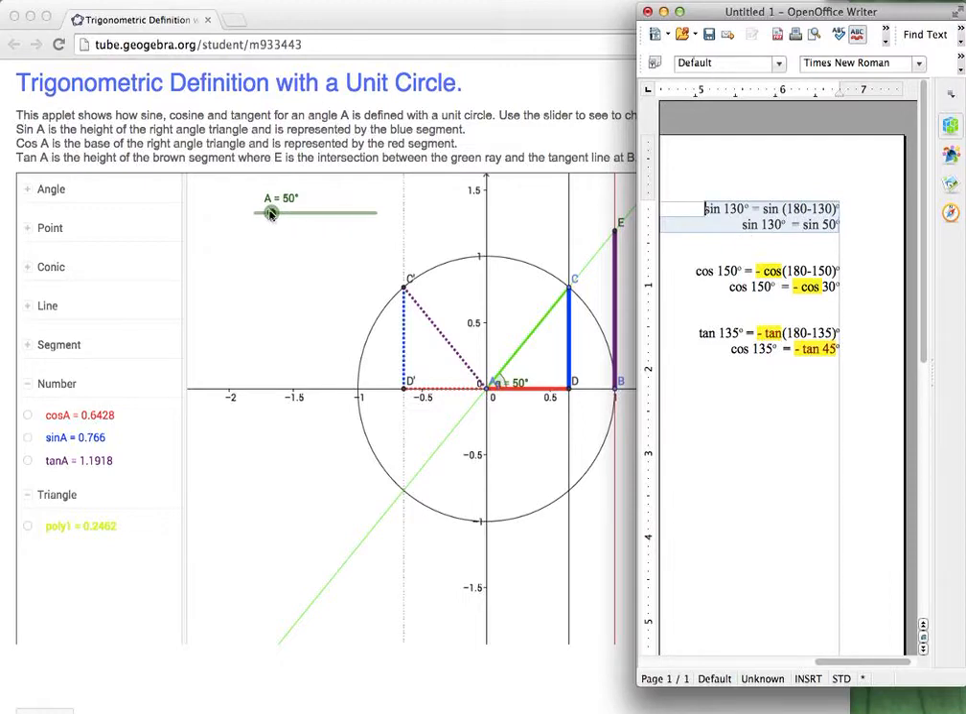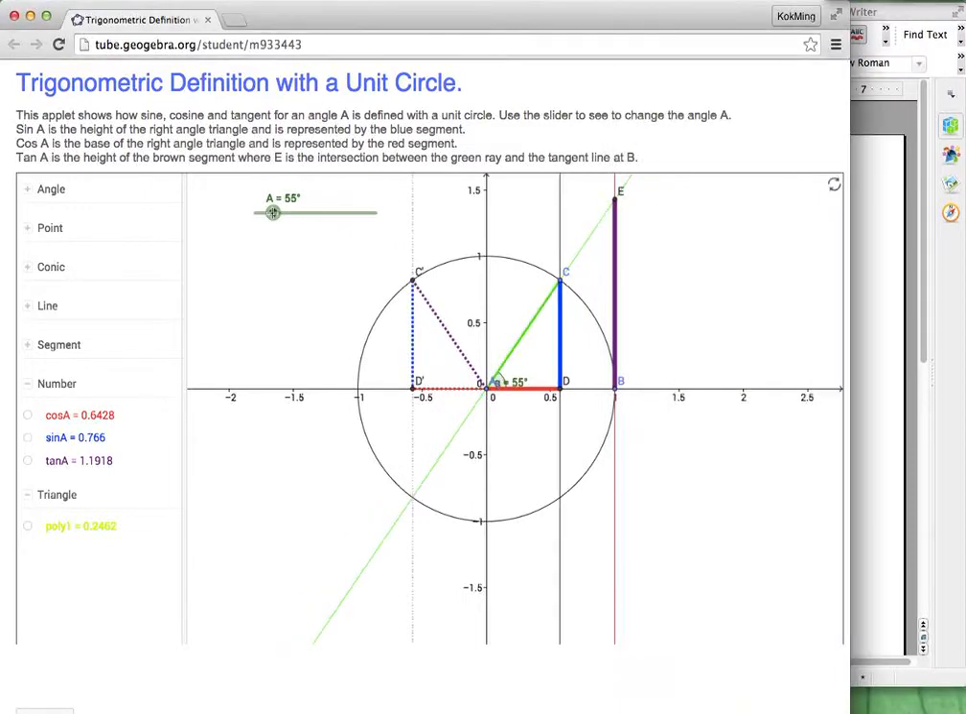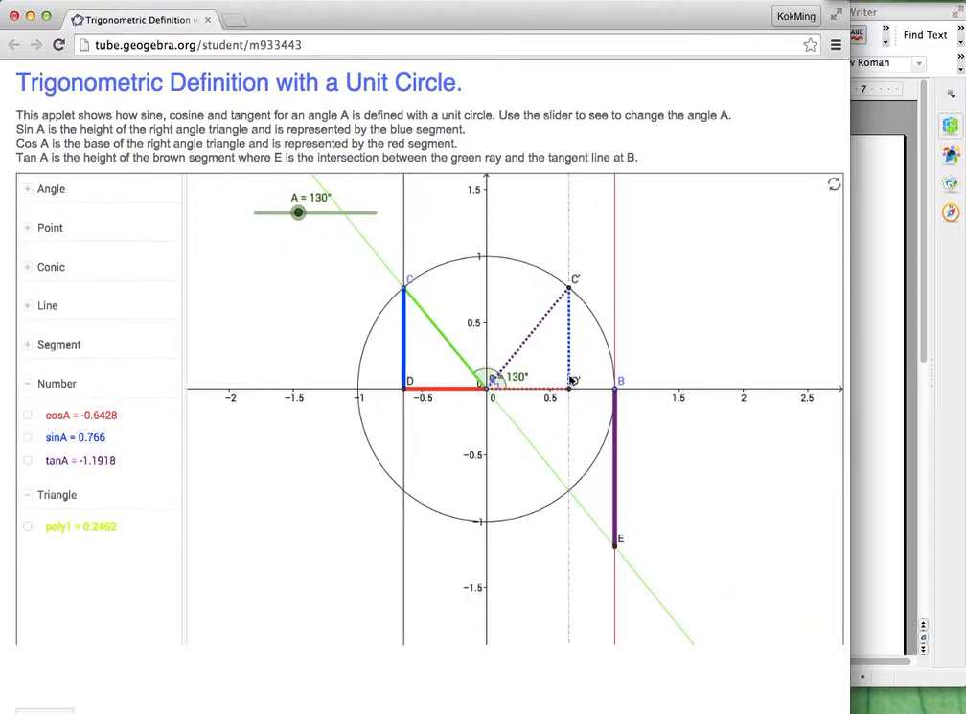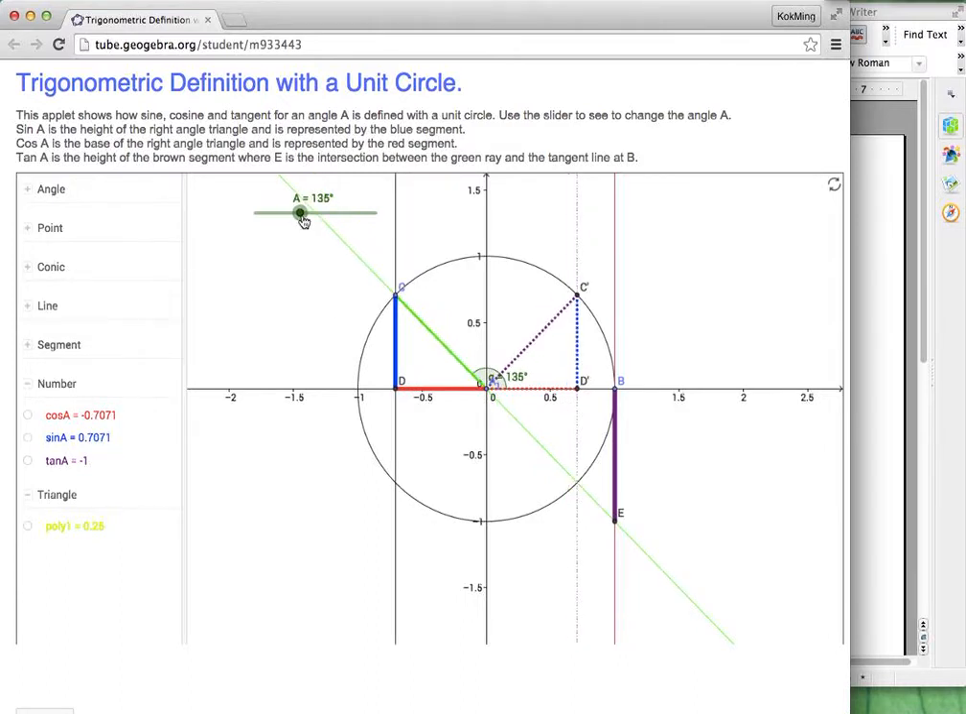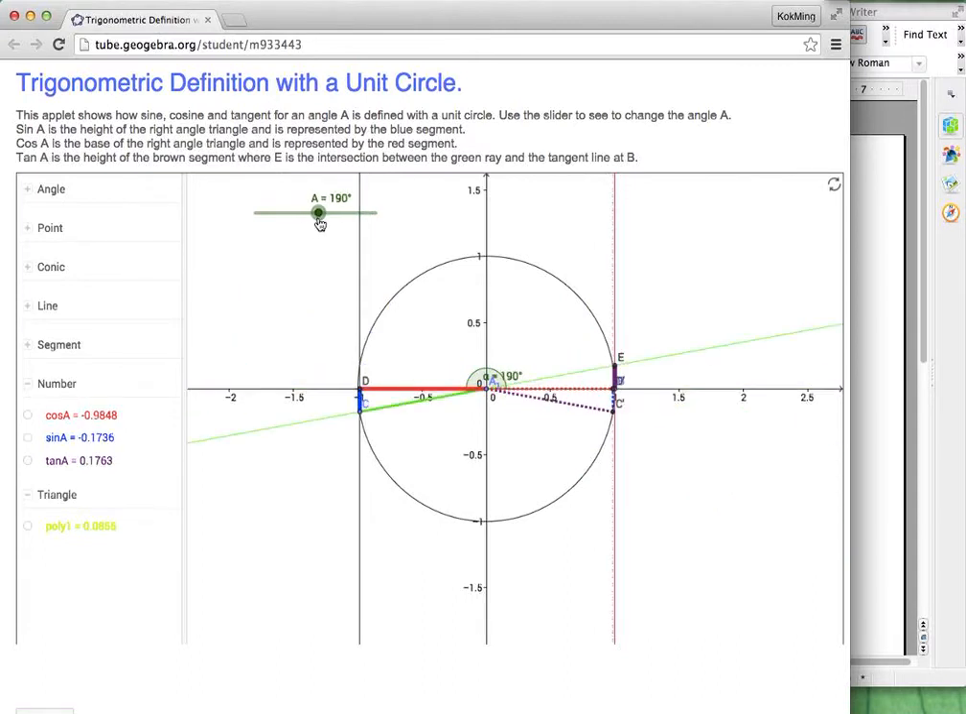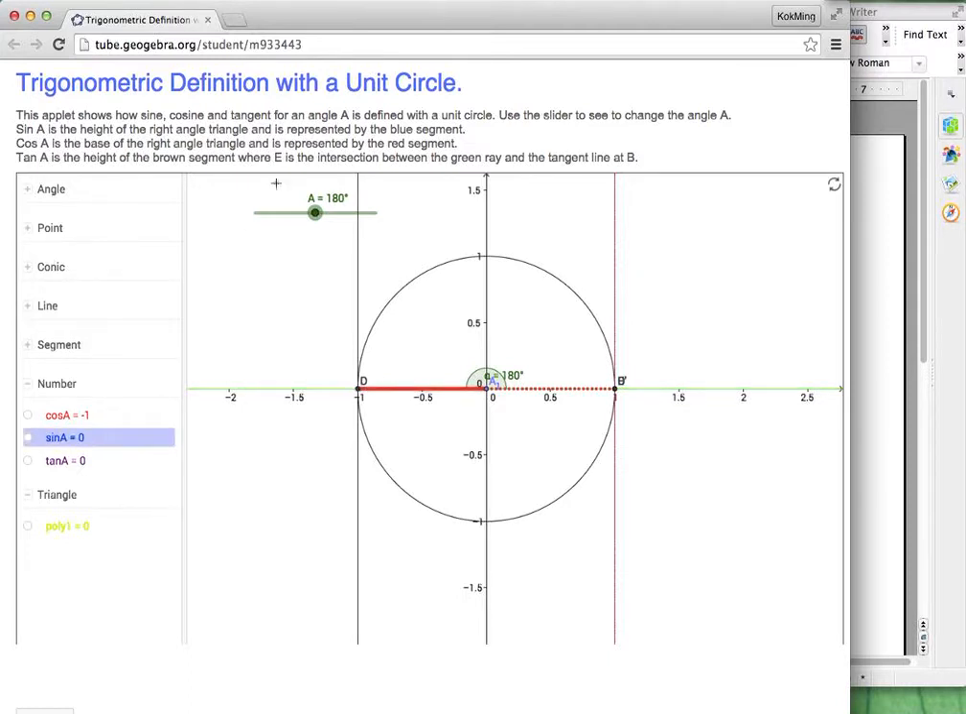All right, so let's check this again. Sine 130 is the same as sine 50. The height here is exactly the same. Now, if the angle here is more than 180, you can see that when it's exactly 180, there is no height, so sine theta, sine A, is 0.